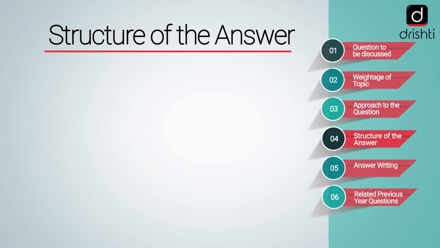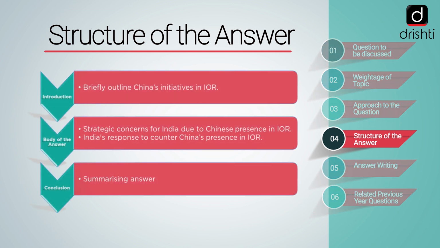Moving towards how to structure the answer. The first part of the answer will be introduction of the answer, which will briefly outline China's recent initiatives in the Indian Ocean region. The second part of the answer, that is the body of the answer, will include the strategic concerns for India as a result of growing Chinese presence in the Indian Ocean region and policy responses by India to counter China's growing presence in the Indian Ocean region. Lastly, in our conclusion, we will sum up our answer.